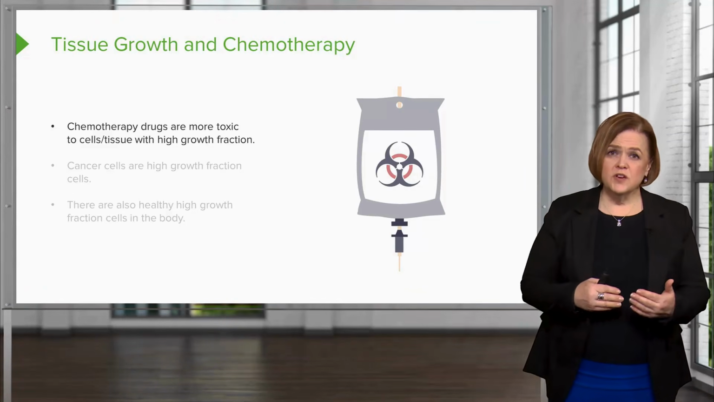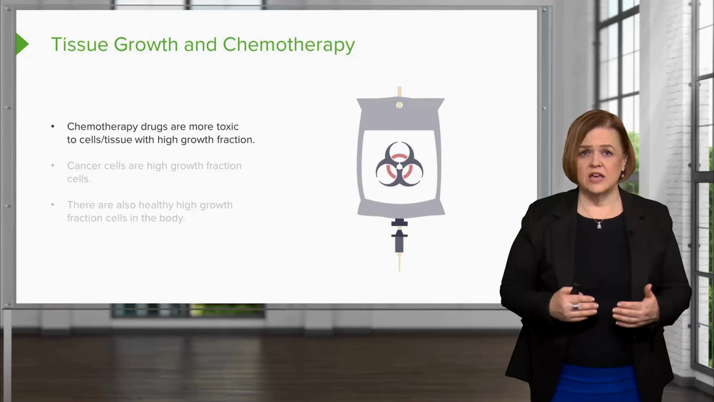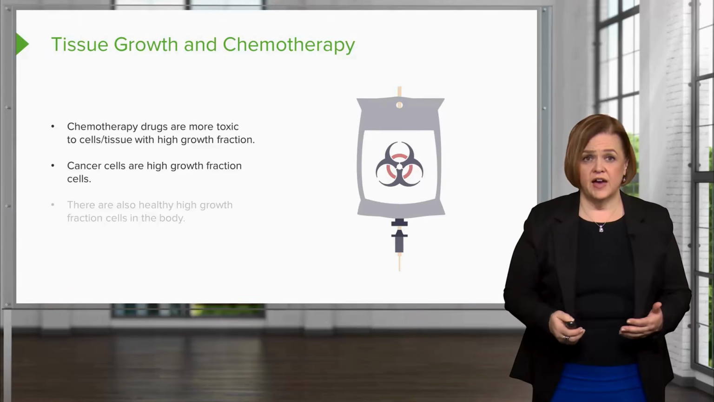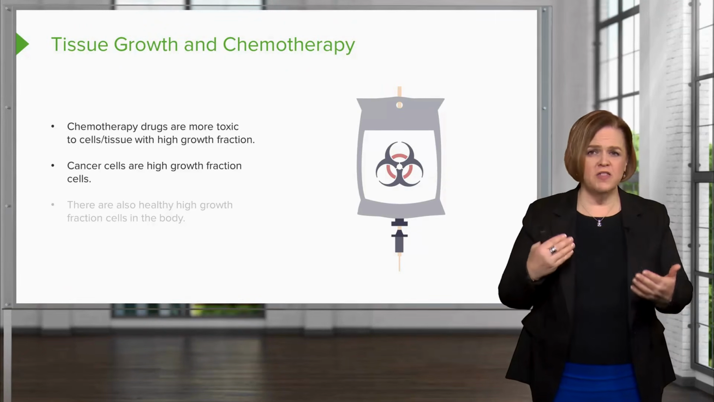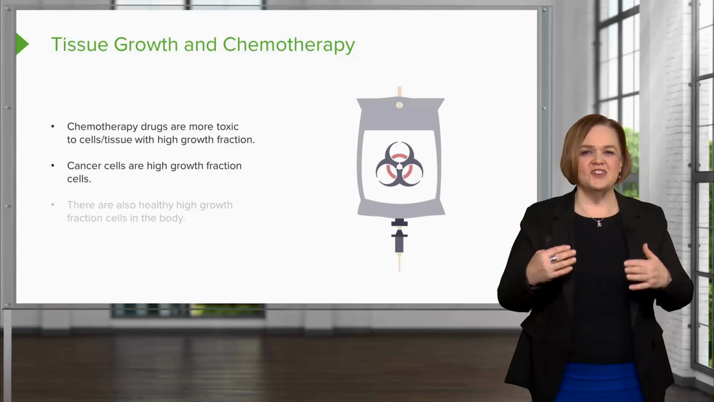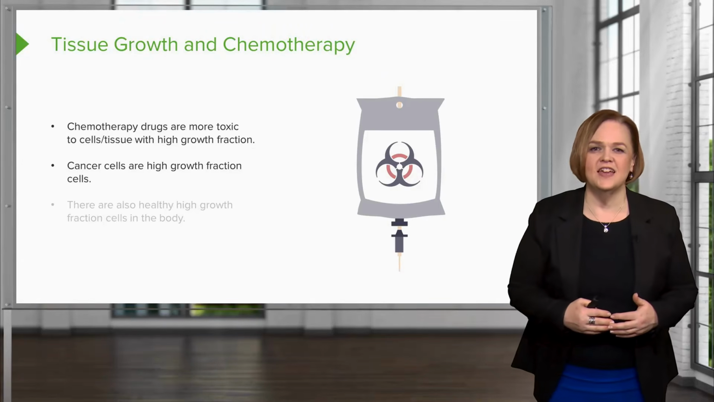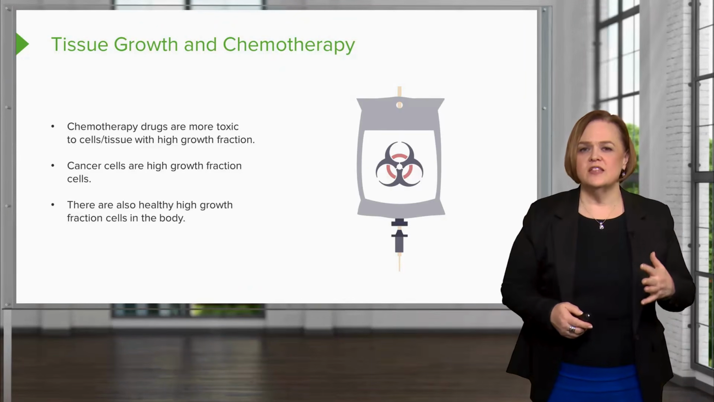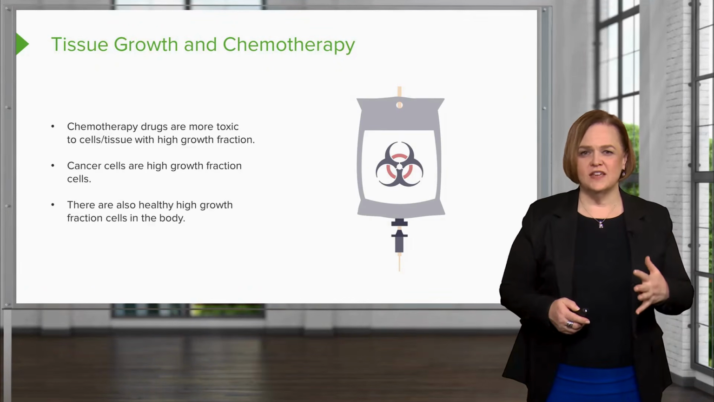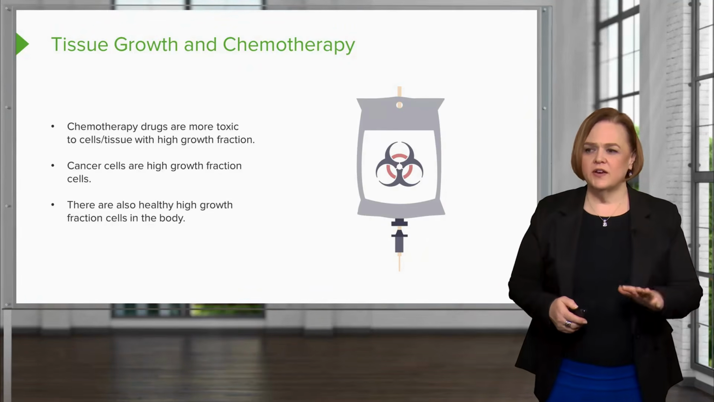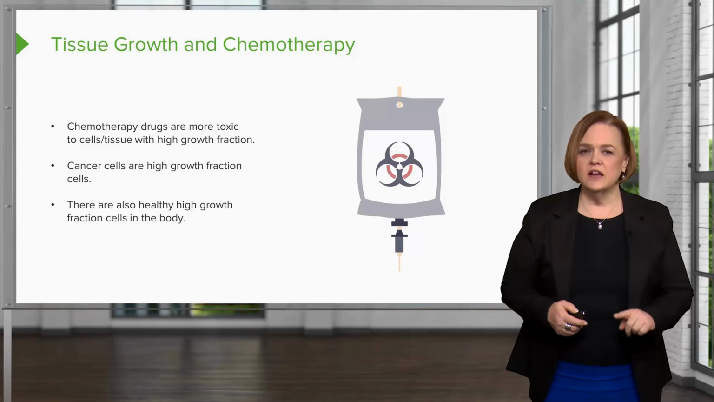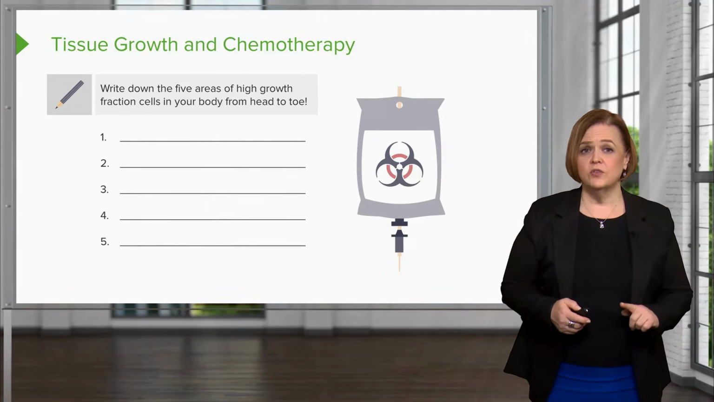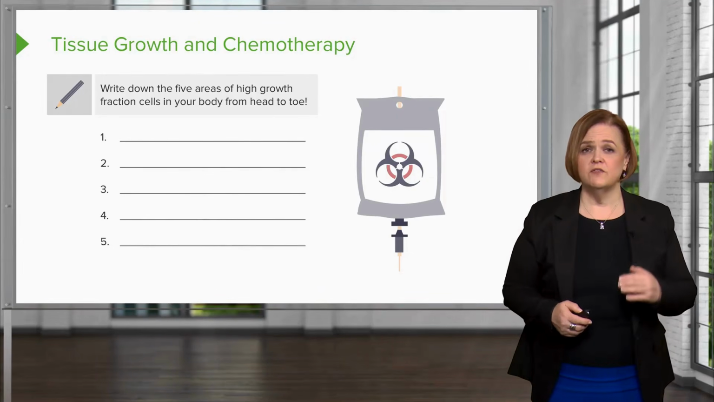Okay, so chemotherapy drugs are more toxic to cells and tissues that have a high growth fraction. Cancer cells have a high growth fraction, which is why we did all that, I'll call it fun stuff, whether you felt like it was that way or not, at the beginning of the video. We've got the healthy high growth fraction cells in those 5 areas that we did together. So take a minute, pause the video, and see if in a separate area of your note, you can write the 5 areas of high growth fraction cells in your body from head to toe.